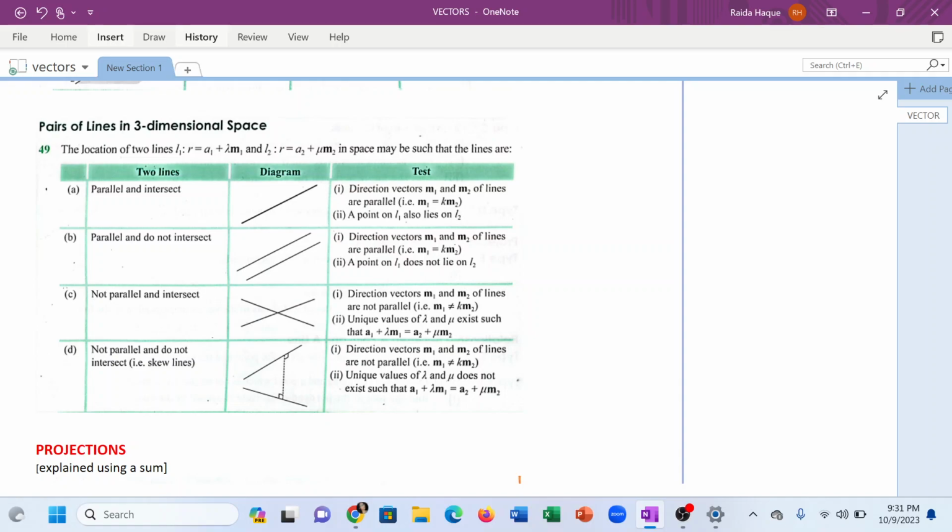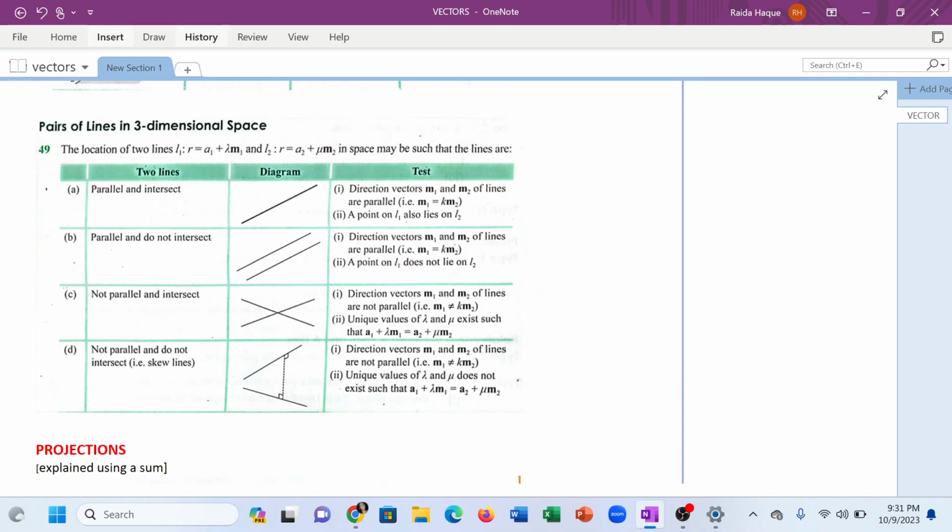Now, they are non-parallel and they intersect. What happens then? The direction vectors m1 and m2 of the lines are not parallel, so they will not be equal, and unique values of mu and lambda exist.